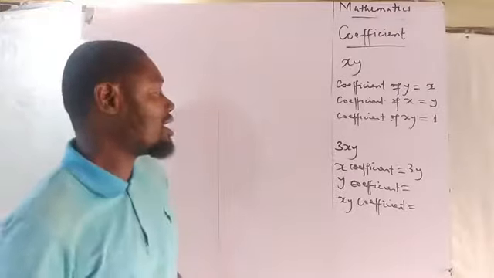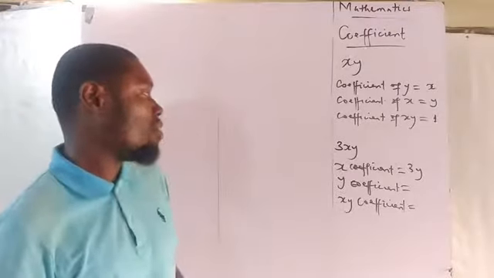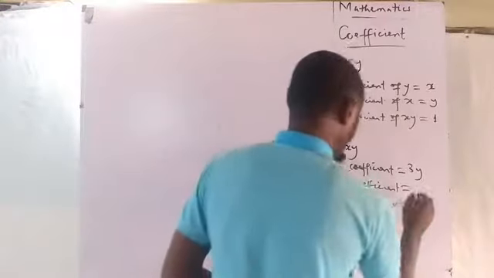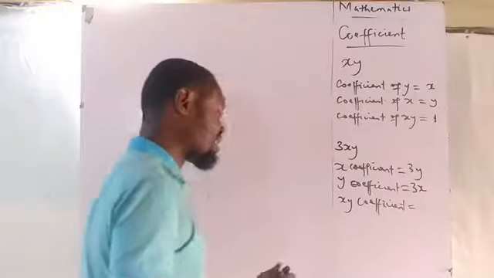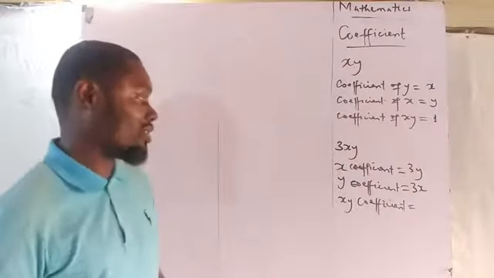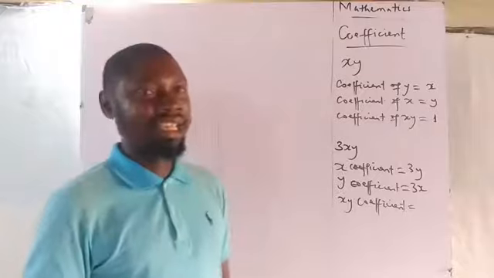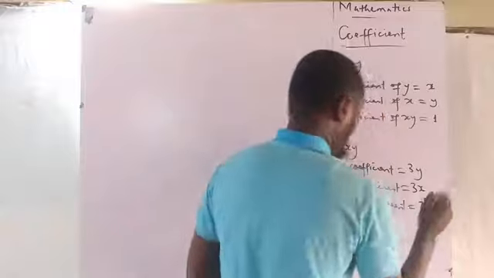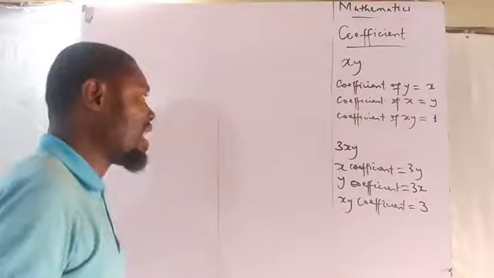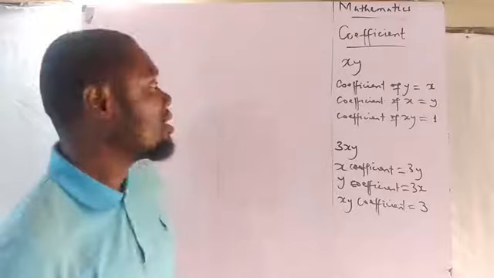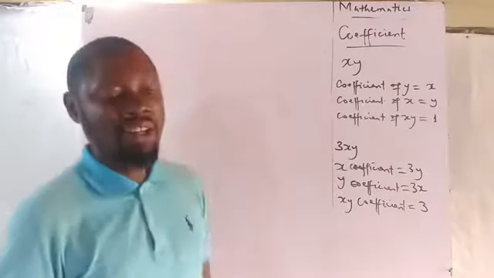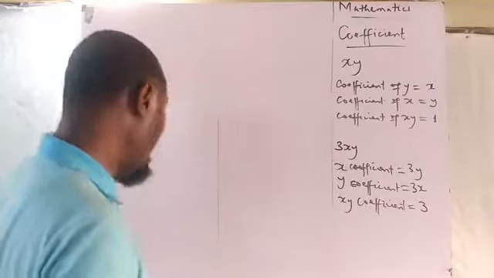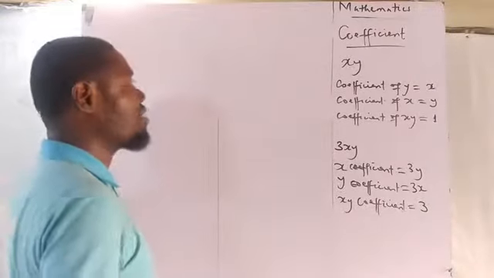And if you ask what is the coefficient of y, your answer will be 3x, because it is 3x that is attached to y by times. And if you ask what is the coefficient of xy, your answer will be 3 in this case. So these are different coefficients that we have. A coefficient, I said, is a variable attached to a letter by times.